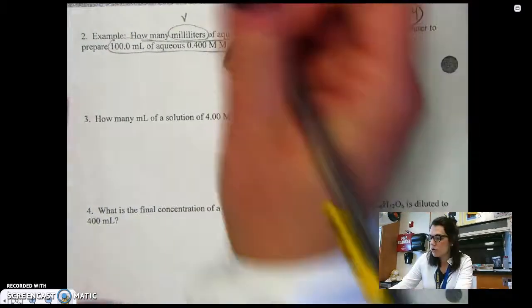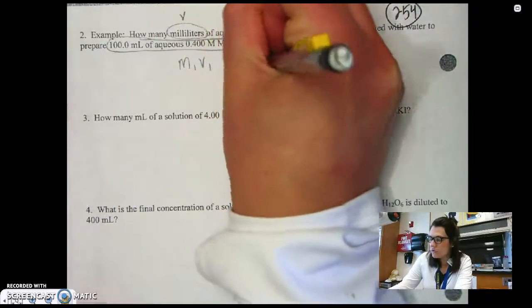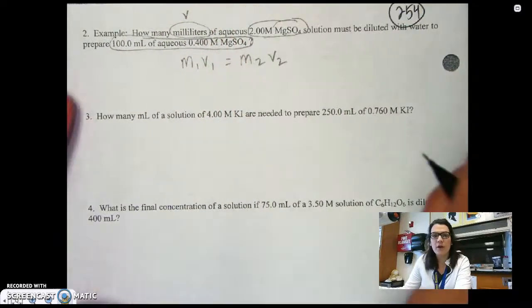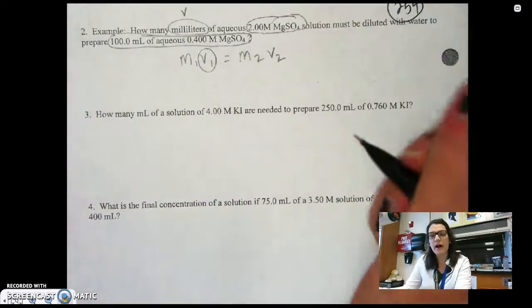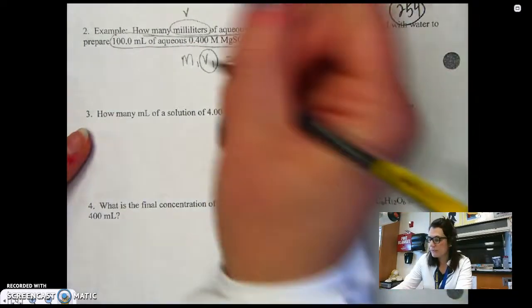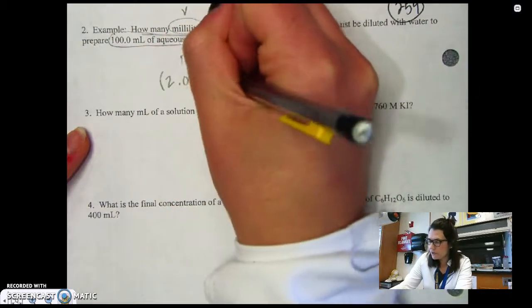So I have to figure out how much volume of this 2 molar I need to get to my final solution. Our equation is M1V1 is equal to M2V2. I'm looking for V1 here because I need to figure out how much I need for my starting solution. So I'm going to be doing 2.00 molar, which is moles per liter.